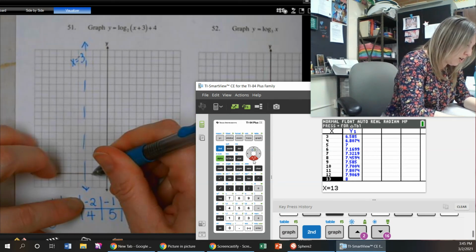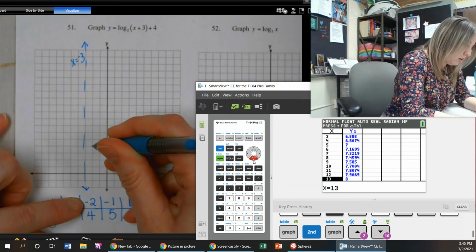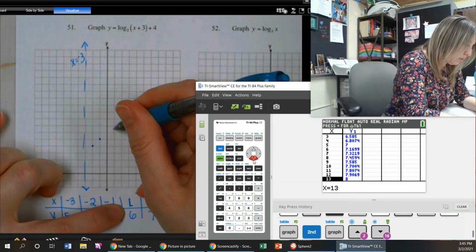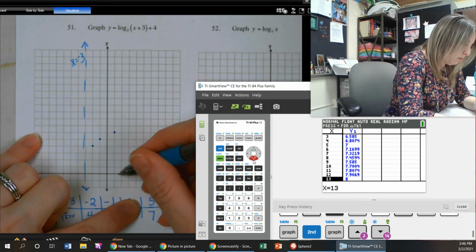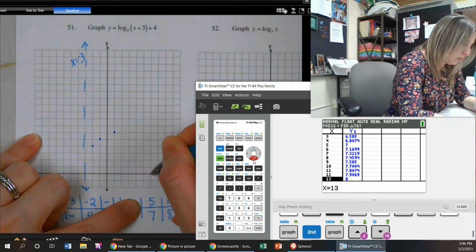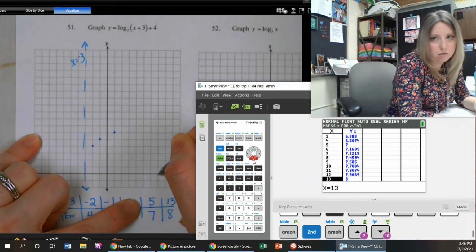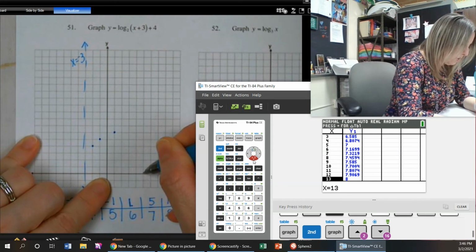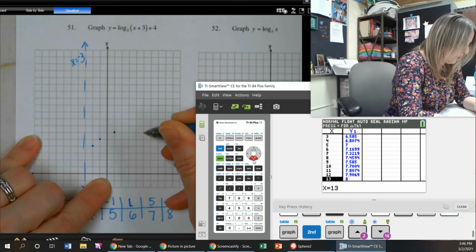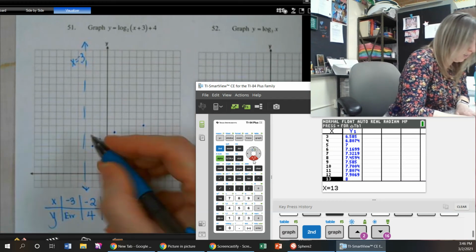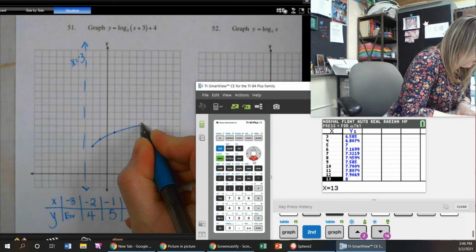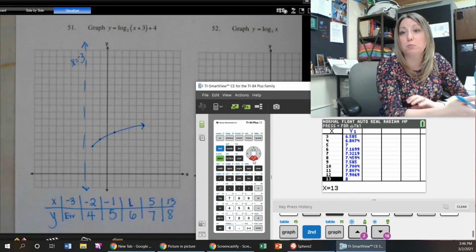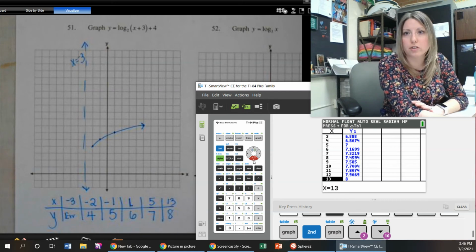-2, 4. -1, 5. We don't have one for 0, so 1, 6. And then 5, 7. 1, 2, 3, 4, 5, 6, 7. Let's try again. 1, 2, 3, 4, 5, 6, 7. I really wanted to count that x, and that's not where it goes. Stop at the last point that fits, just like that. That's actually a lot of points that we got to fit for a logarithmic.